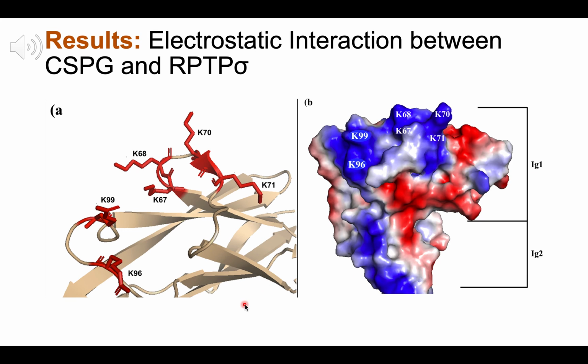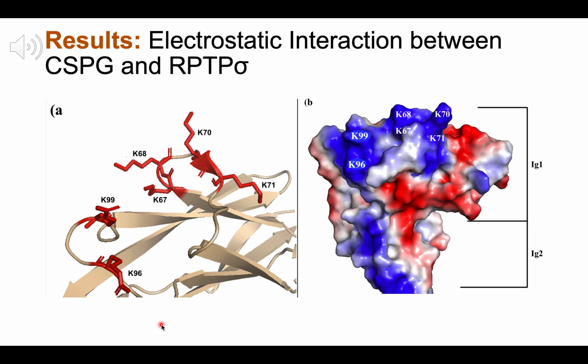Another set of results obtained within the study concerned the electrostatic interaction observed between CSPG and RPTP sigma. So looking at the figure on the right, we can see the structure of Ig1 shown in tan, and more importantly, the residues that are important for binding CSPG shown as red sticks. And the residues that are important for coordinating the binding of CSPG to the receptor include K68, K67, K70, K71, K99, and K96.